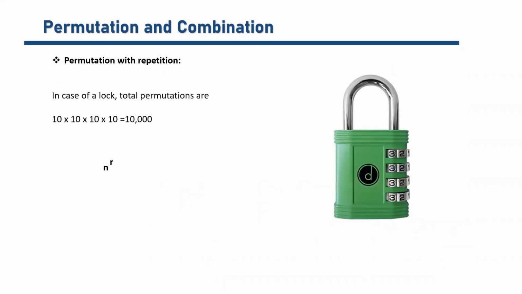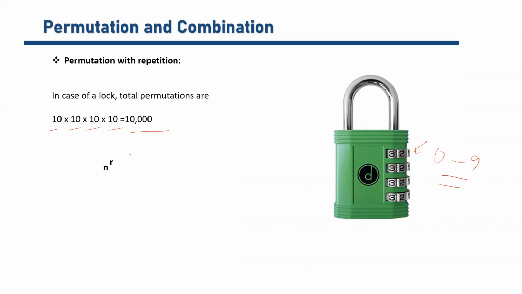Okay. Next is permutation and combination with examples. Say for example, whenever you have a lock, you can have 0 up until 9, right? So you have 10 combinations for each of these rows. 10 combinations for the first one, 10 for the second one, third one, and fourth one. So you have a total of 10,000 combinations.